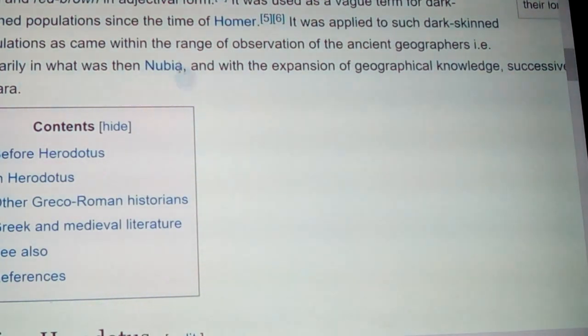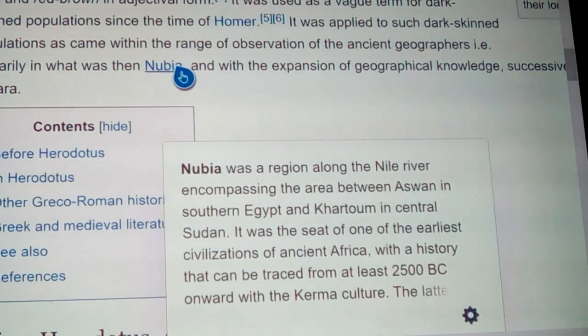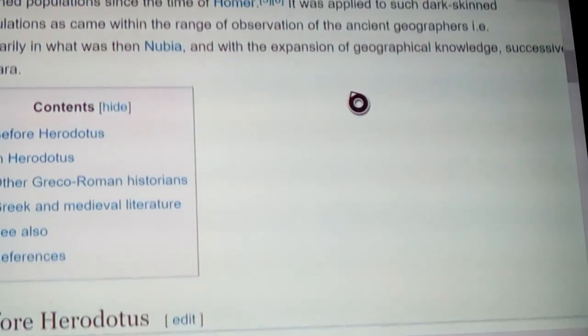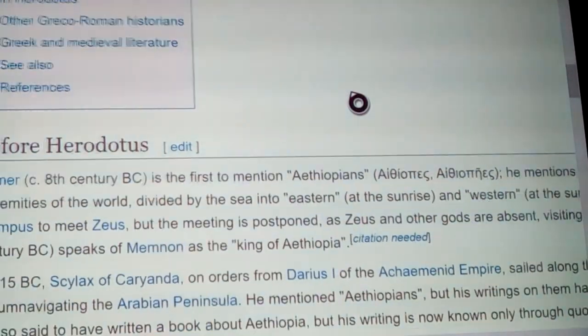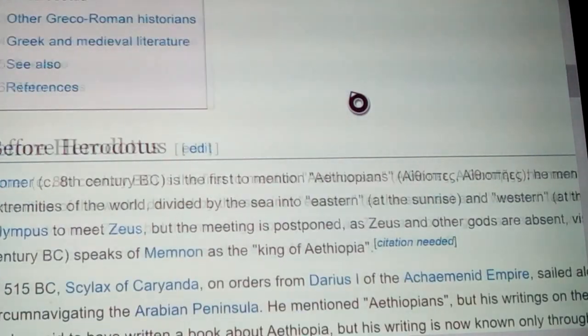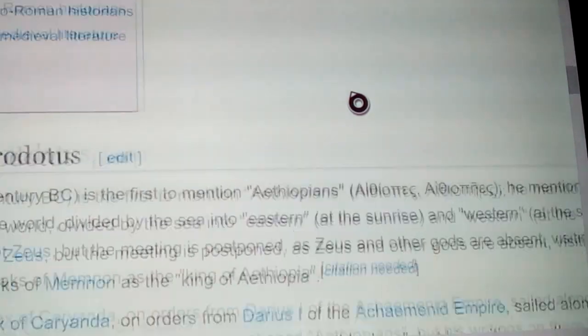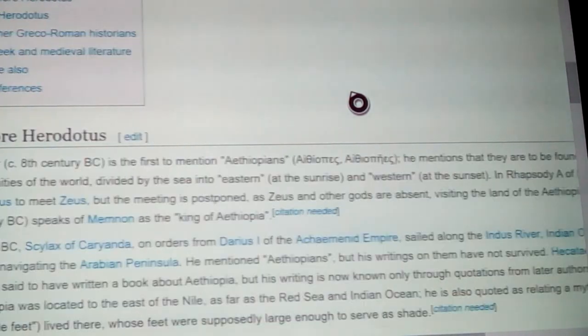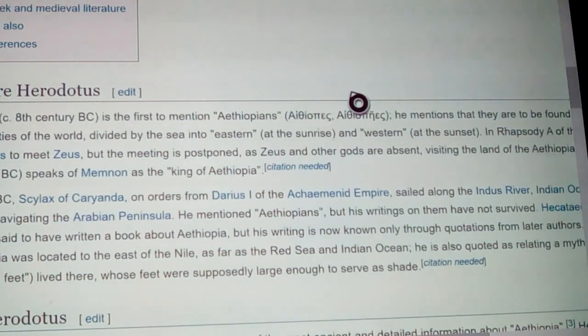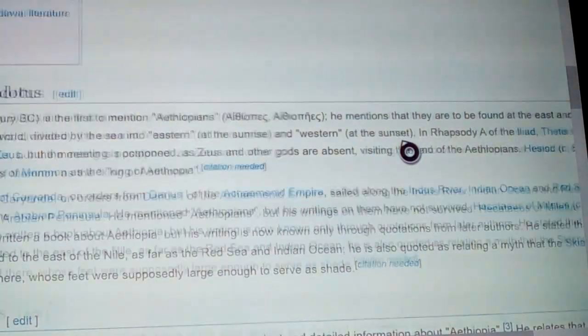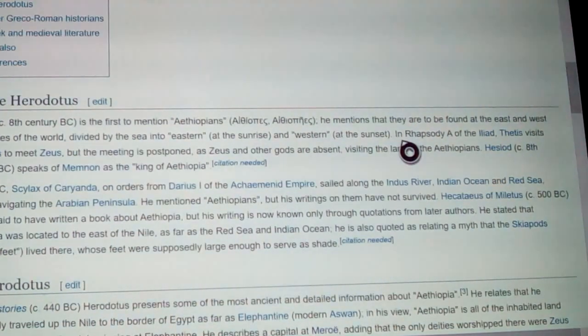So back then, Nubia here, let's see if they'll show us a good picture. Nah, it's a region along the Nile up at the top part of it there. But so let's look, before Herodotus, Homer in the 8th century first mentioned Ethiopians. He mentions that they are to be found at the east and west extremes of the world, divided by the sea into eastern at the sunrise and western at the sunset.